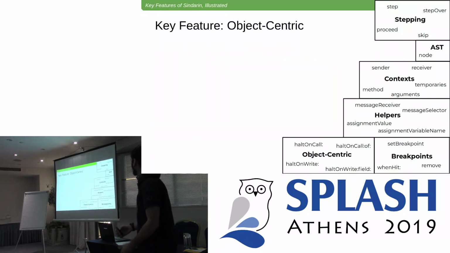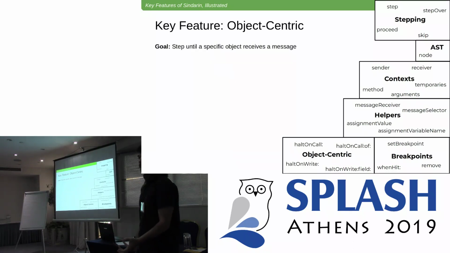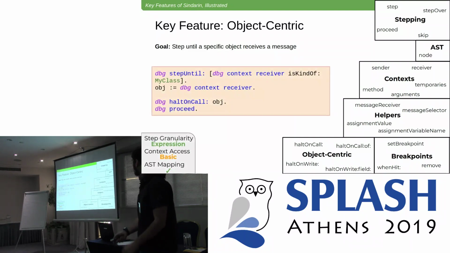All right, and the last part, last feature, object-centric debugging. Without going too detailed, because that's a debugging field in itself. The idea is that you debug a specific object, not all the objects of that class, but this one. And what's cool with Sindarin is that you can capture the object in question easily and then do things to it. So here we want to step until this object receives a message, not another instance of the same class, this one. We write something like this.